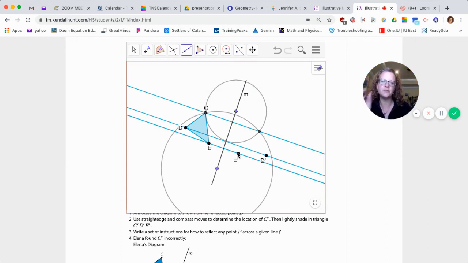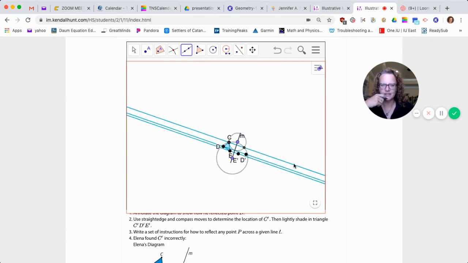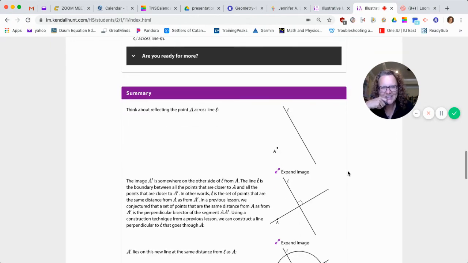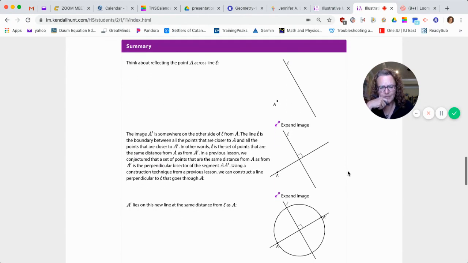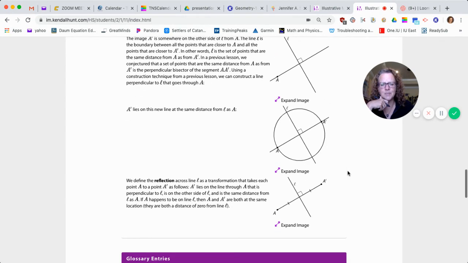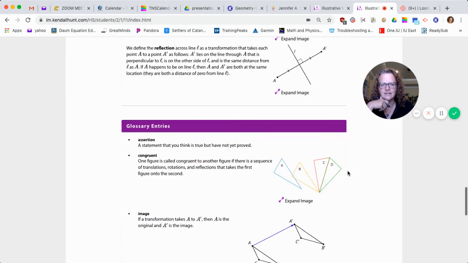So we learned how to reflect an object, which is a point, over a line. Okay, there's our summary. Reflecting a point across a line, it's perpendicular, and that's where we are.